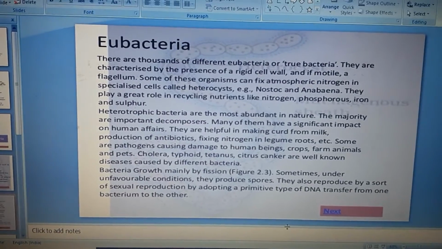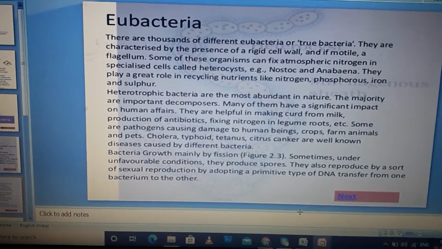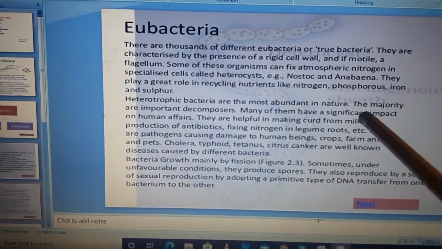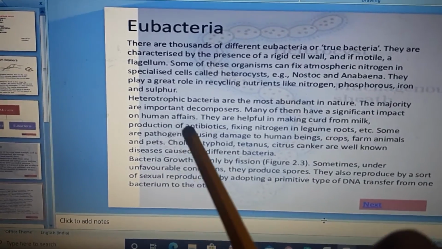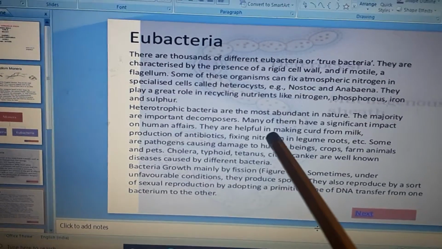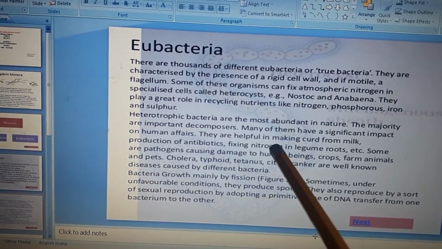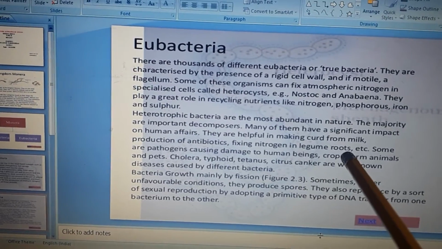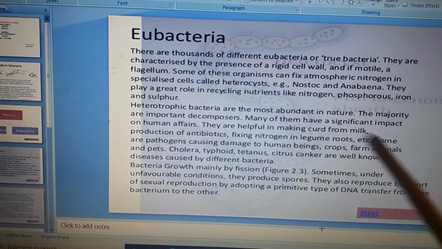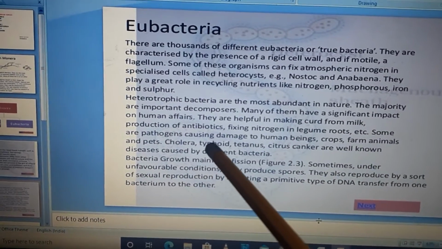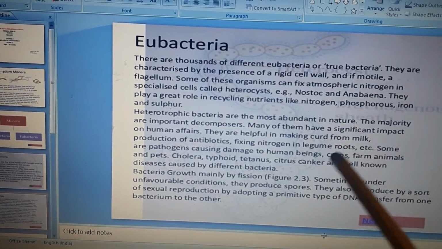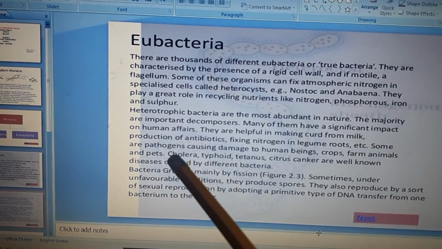The other important function of Eubacteria is in human affairs; for example, they help in making curd from milk. They produce antibiotics which we take in disease. They fix nitrogen in the roots of leguminous plants, and some of them are pathogenic and cause damage to human beings, crops, farms and pets.